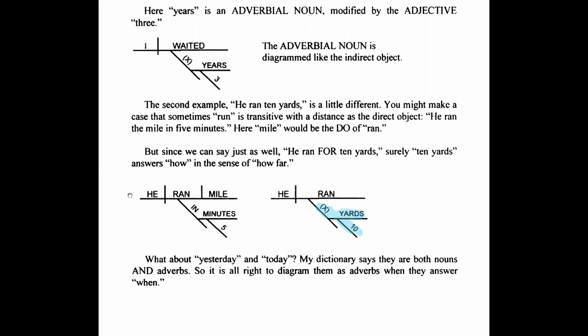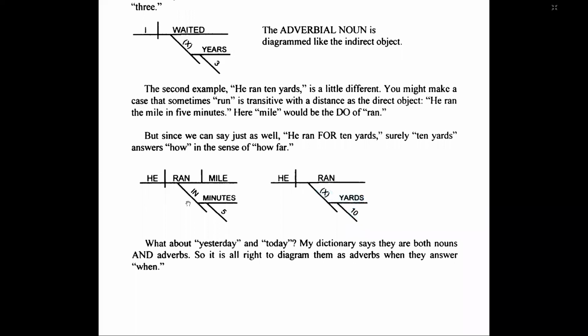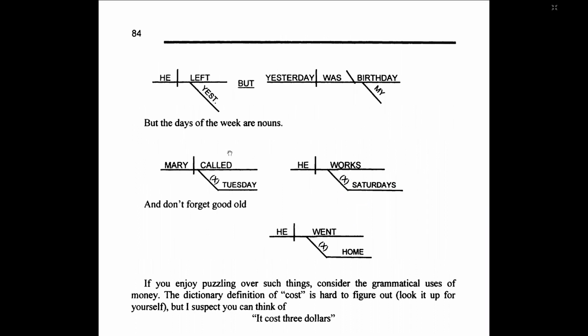What about yesterday and today? My dictionary says they are both nouns and adverbs. So it is all right to diagram them as adverbs when they answer when. Okay. For instance, he left yesterday. There it's a normal adverb. But yesterday was my birthday. There it's a noun. So you see, yesterday can be an adverb or a noun. Different words can act differently depending on context.